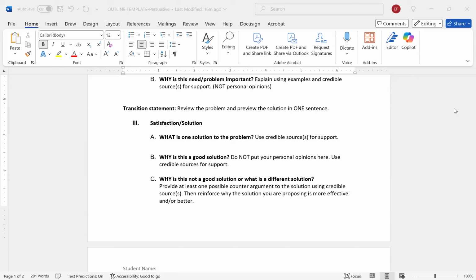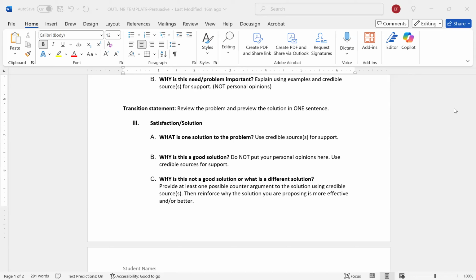You're going to outline one solution to the problem using a credible source for support. So again, this is a solution that the experts say is a solution. It's not your personal opinion of what a solution should be, or what you used as a solution. However, if your solution aligns with the experts' solution, then even better, you can put it down here.